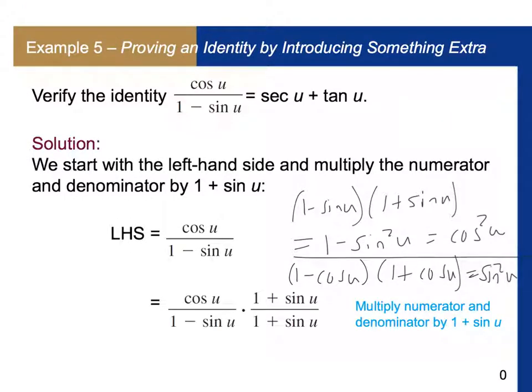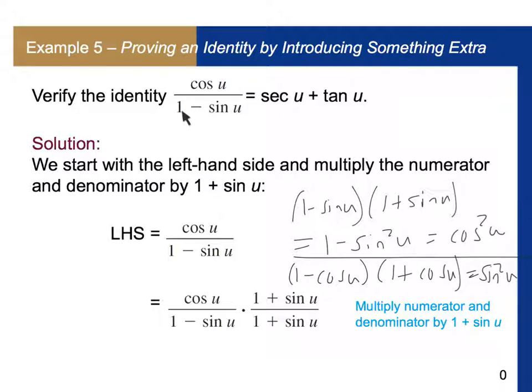Okay, the next example we'll look at, we're trying to verify this identity. u is our angle. Cosine of u over 1 minus sine of u equals secant of u plus tangent of u. Okay. Now we can make this into sine and cosine. This would be 1 over cosine plus sine over cosine. But let's worry about this side first.